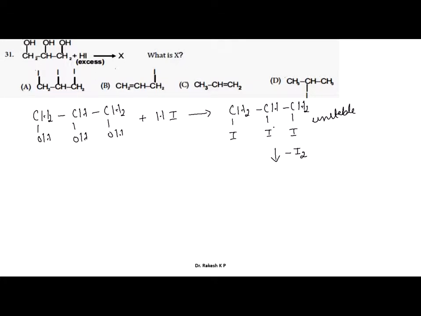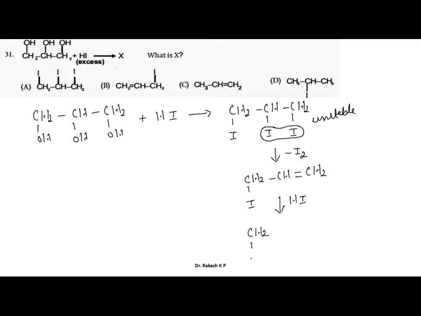Let me take the elimination of the iodine from this one. Now see the remaining: we got CH2I, then CH with a double bond, CH2, which is allyl iodide. But see, the next thing is that HI is in excess. Whenever it reacts with hydrogen iodide, again it undergoes an addition reaction because it is an alkene. Addition takes place according to the Markovnikov rule.